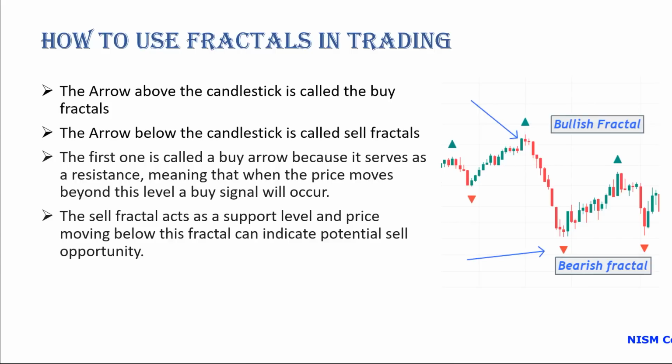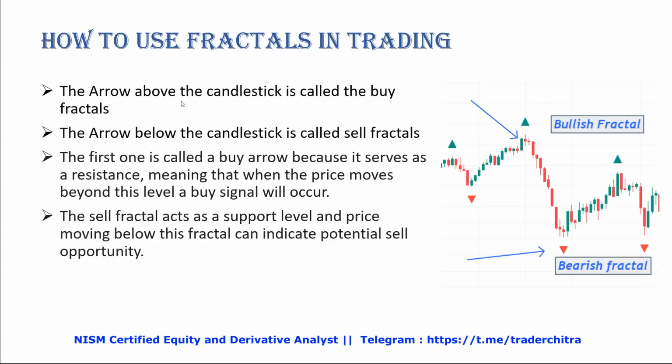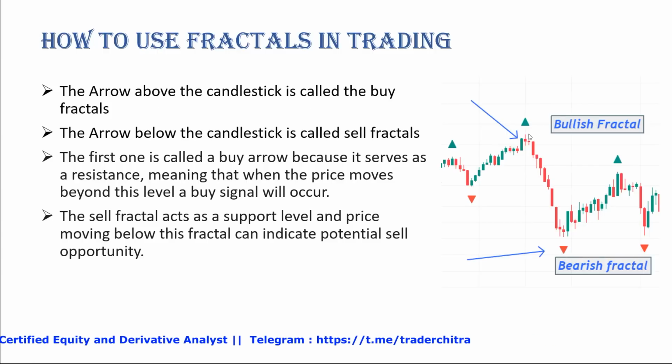Now we can see how to use the fractals in trading. Okay. So here this is the picture of fractals which I have mentioned. So the one above, the green color signal, this is called the bullish fractal, and at the bottom we can see the red fractal. So this is called the bearish fractal. So we will look in detail at how we can enter into the trade. Before that we will understand what the bullish and the bearish fractals are. Okay, so the arrow above the candlestick is called the buy fractal. So this is called the buy fractal and this is called the bullish fractal. The arrow below the candlestick is called the sell fractal. Here this is called the sell fractal.